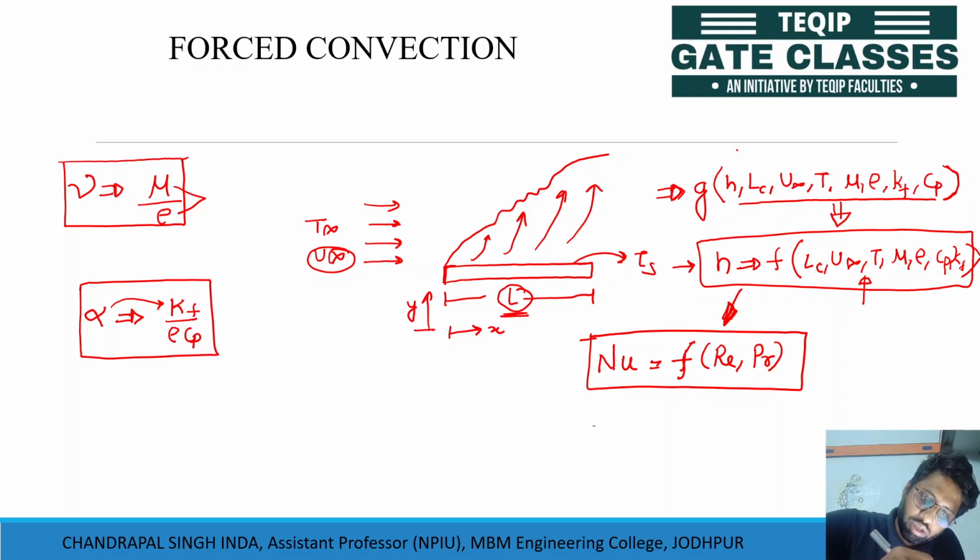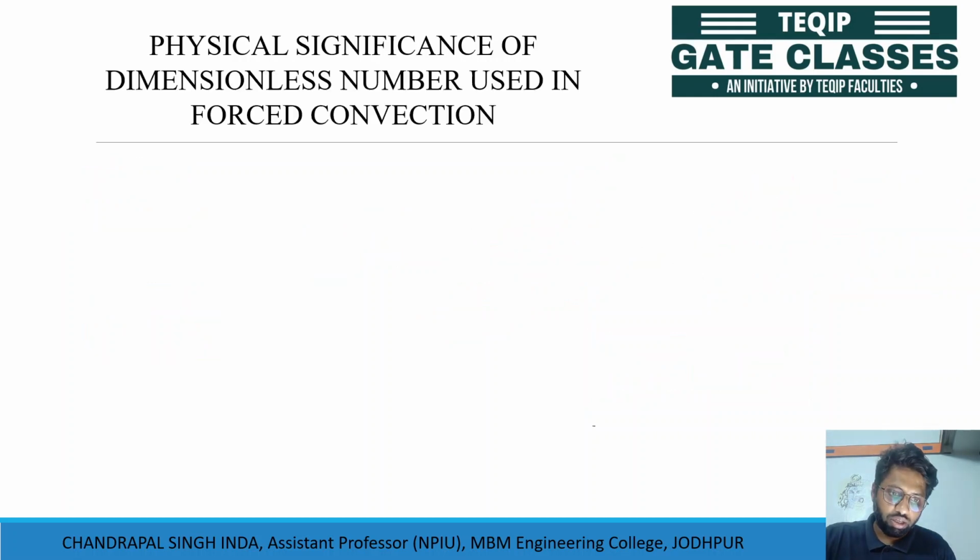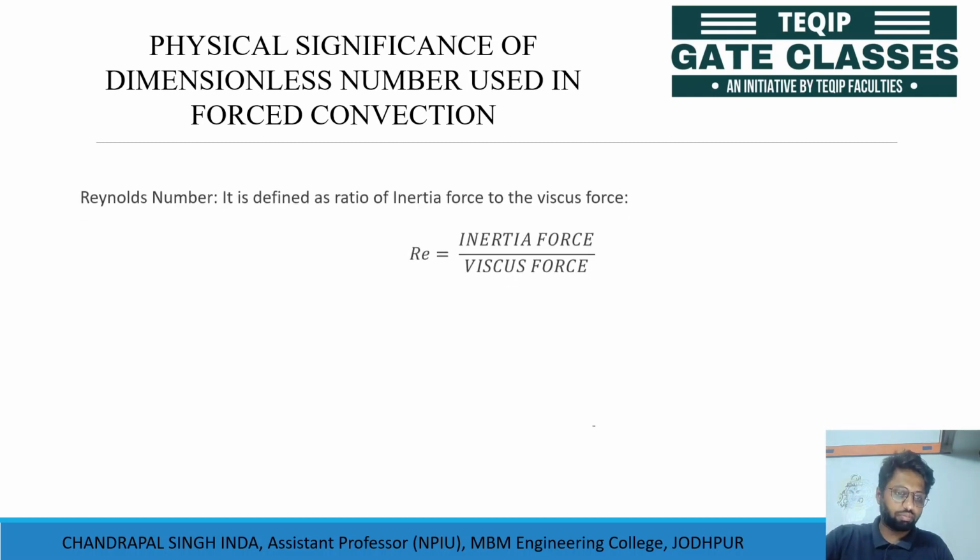So these are the three dimensionless numbers that we are going to use in forced convection. Let's look at their significance and understand what they represent. Let's start with the Reynolds number. The Reynolds number is a ratio of inertia force to viscous force.